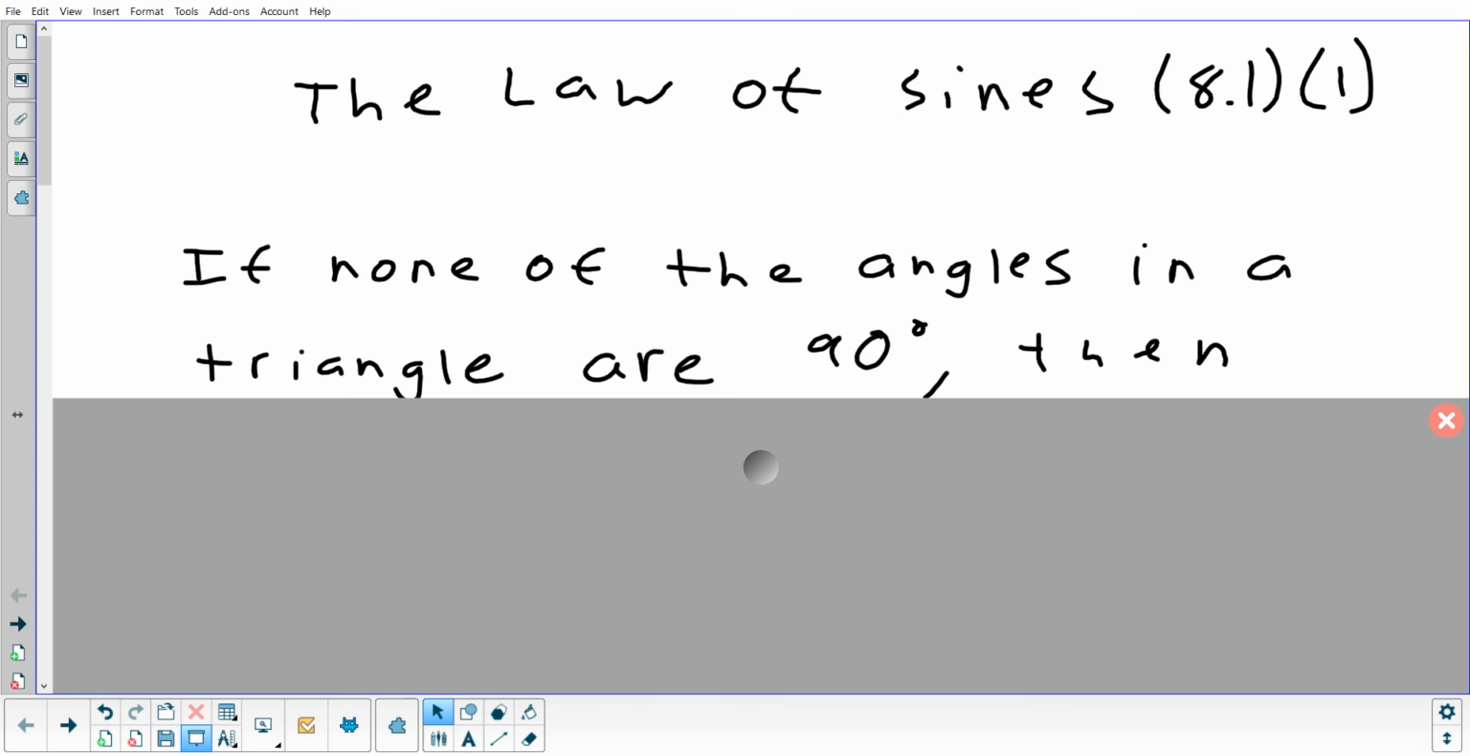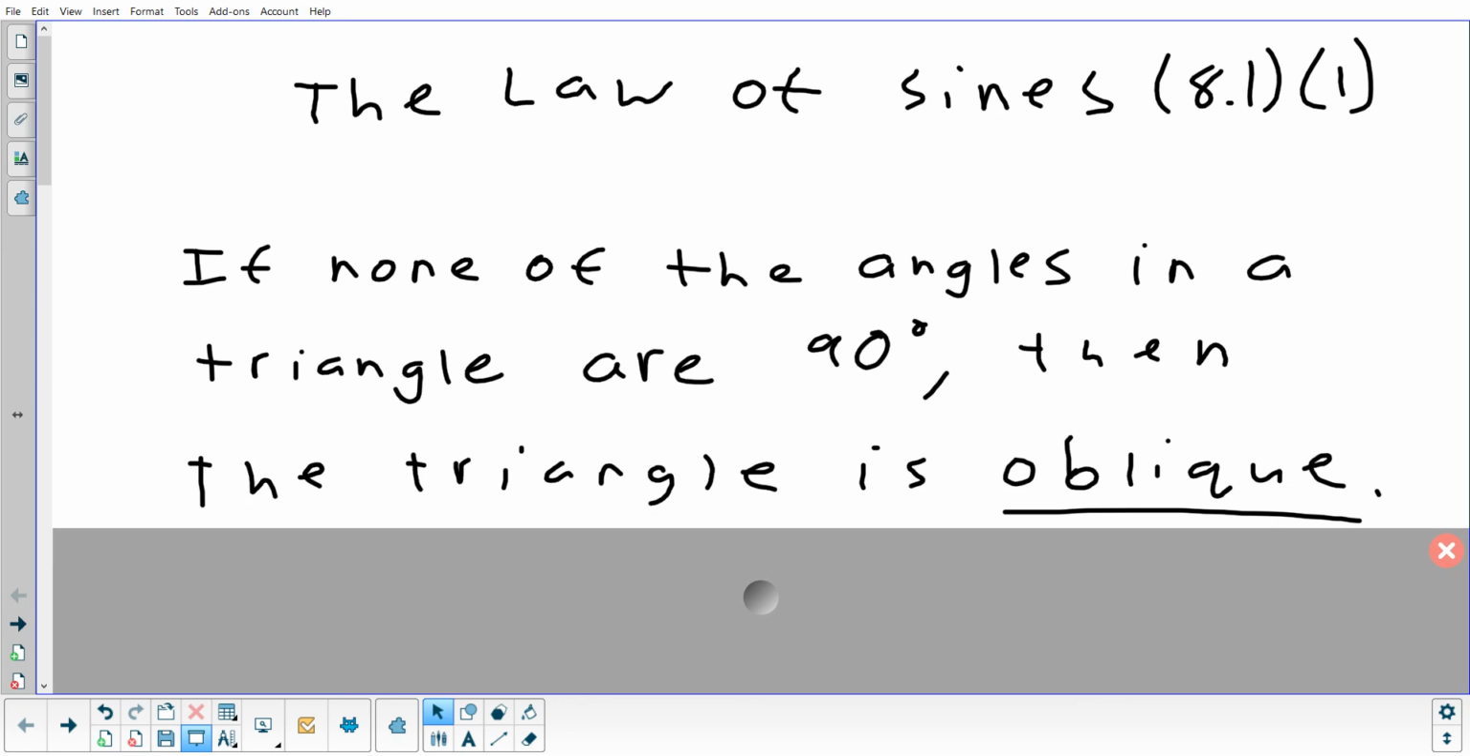So the goal of this section is to figure out how big the sides and the angles in a triangle are. And we've done that before. When we did it before, the triangle always had a 90-degree angle. This week, it won't. So the triangle will not have a 90. When a triangle does not have a 90-degree angle, that's called an oblique triangle.